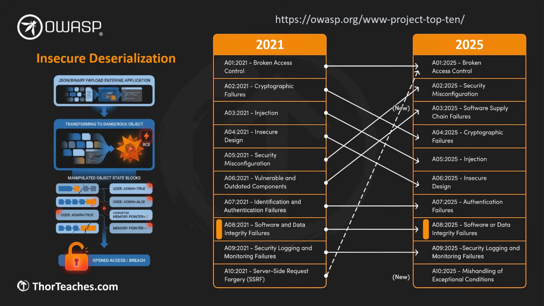Insecure deserialization also lives here. When you take complex, serialized data from a client, deserialize it on the server, and trust the contents, you're effectively letting the client mess with your objects and state. And if the format can be abused, that can lead to remote code execution or other serious impact.